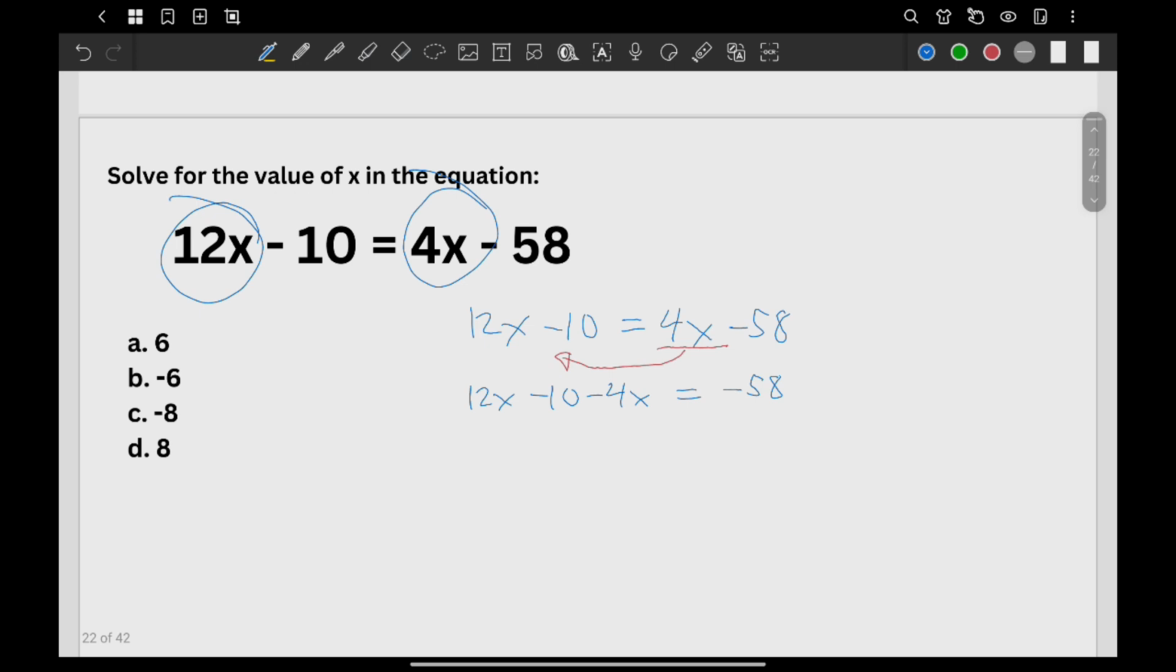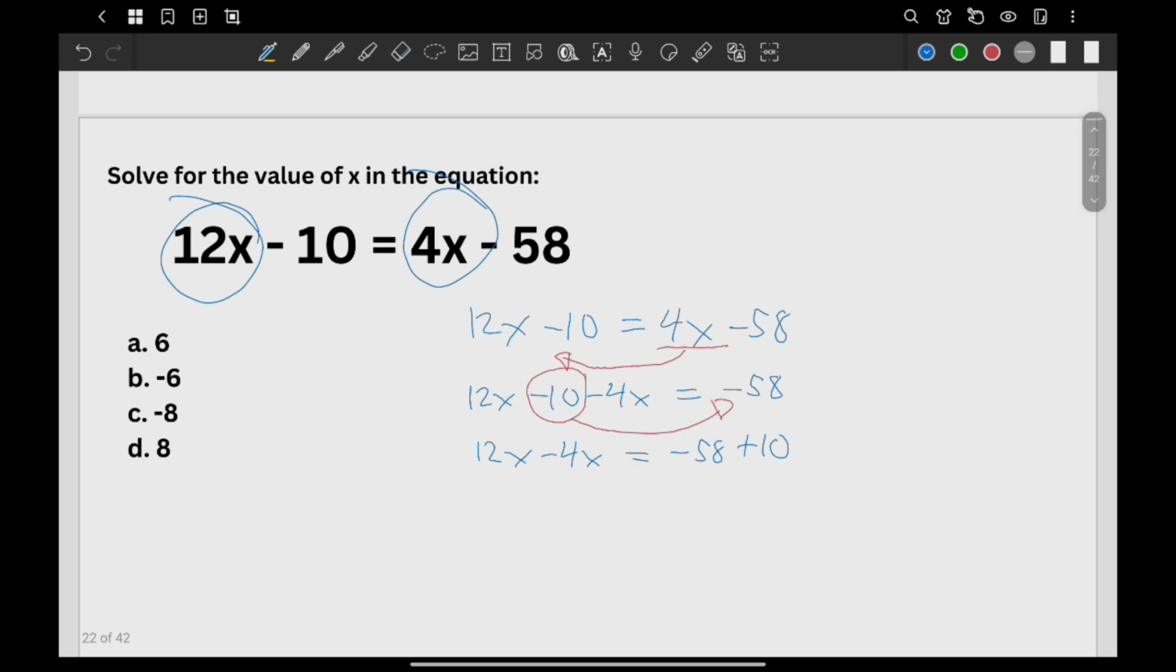Now, if you check the left side, which one is different here? It's the 10. Why? Because the 10 doesn't have any x, okay? What do you do with negative 10? You put it on the other side. So what will happen now? We have here 12x minus 4x is equal to negative 58. What will happen to negative 10? If you transpose it from left going to right, it will become positive 10.